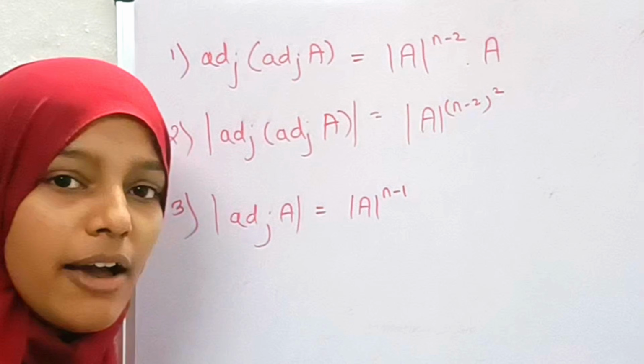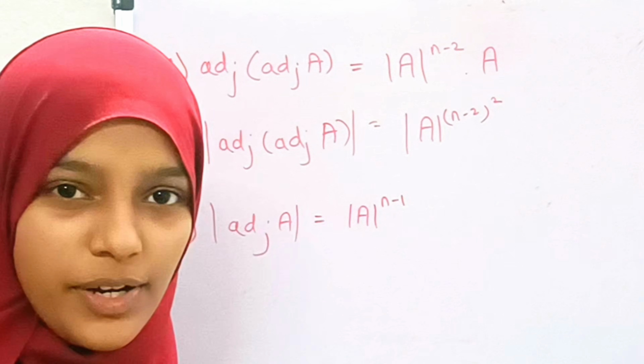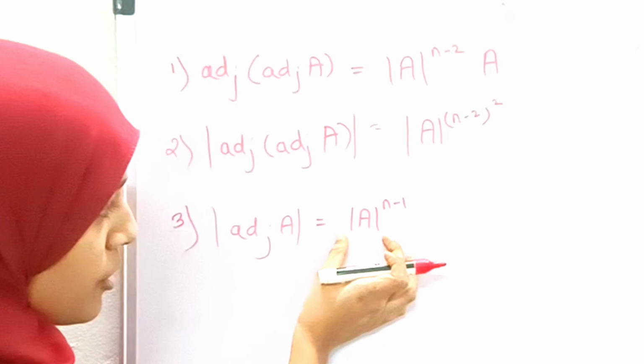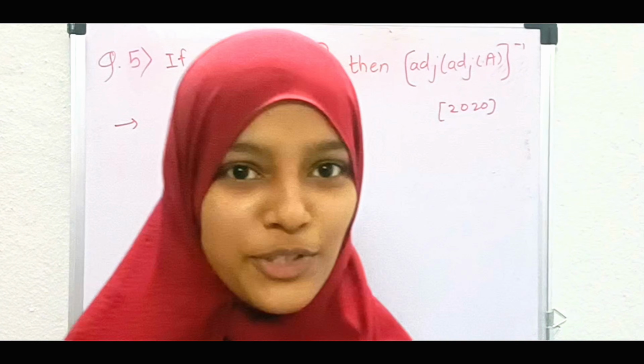Now what if we have adjoint of A and we have to find the determinant of adjoint A? We have the short trick, that is determinant of adjoint A is nothing but determinant of A raised to n minus 1. Move towards our next question.